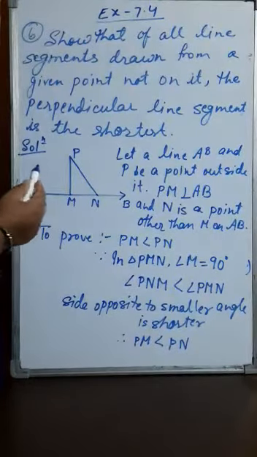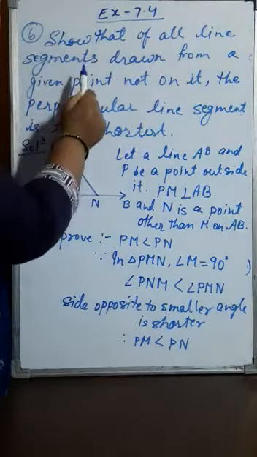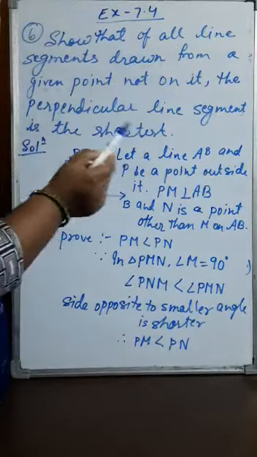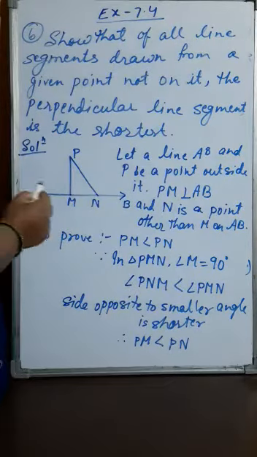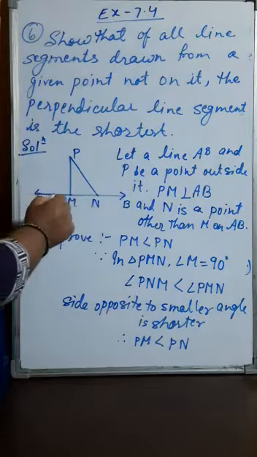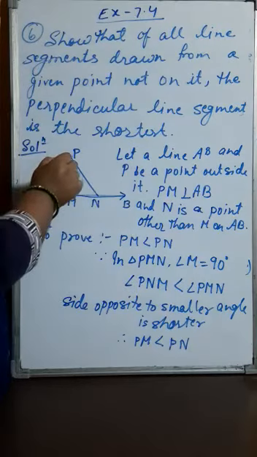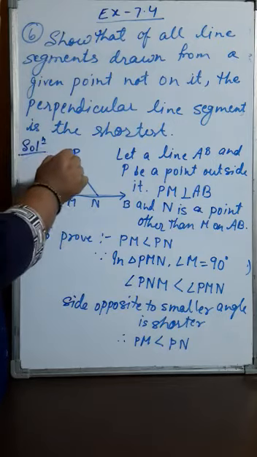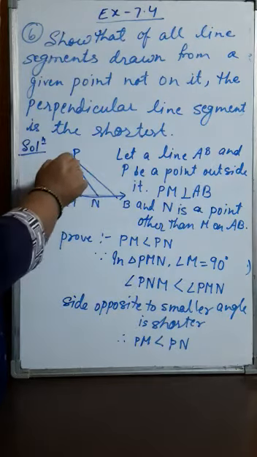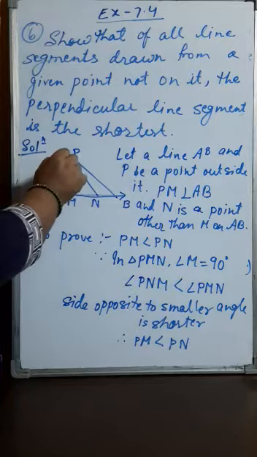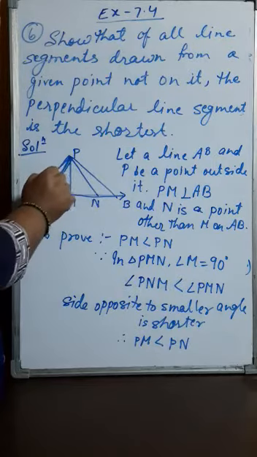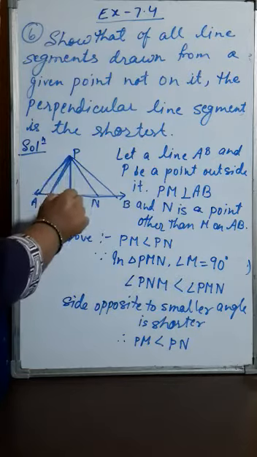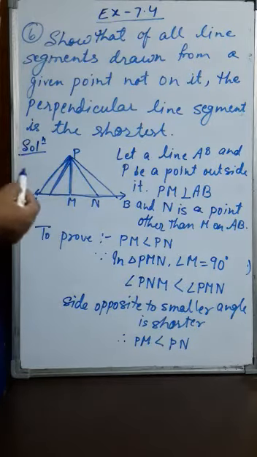In question number 6, we have to show that of all line segments drawn from a given point not on a line, the perpendicular line segment is the shortest. Here I took a line AB, and P is a point outside it. What we have to show is that from P, if we draw many lines, the perpendicular PM, which we have drawn from P to AB, will be the shortest line. This we have to show.